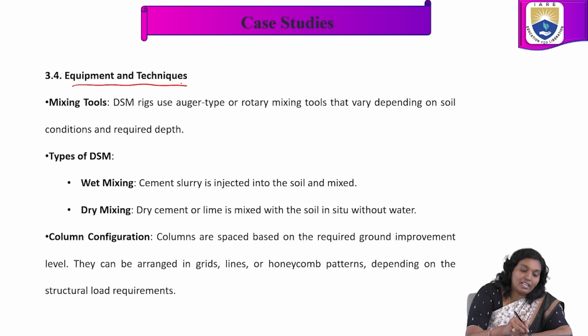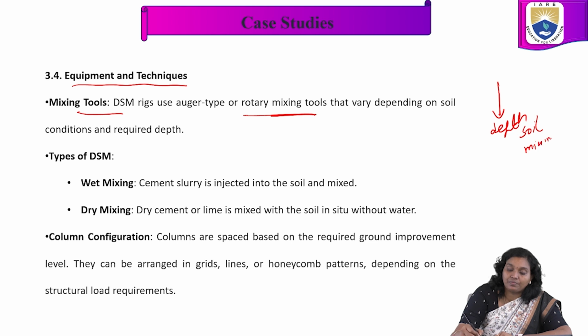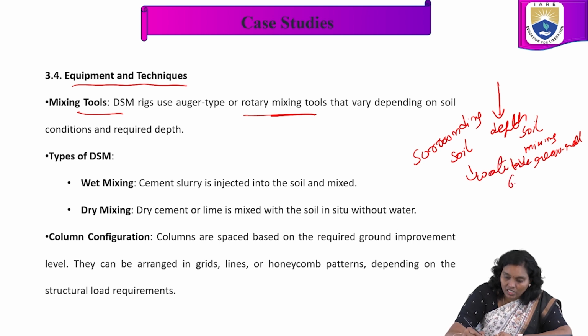Here, the equipment and techniques: mixing tools. These deep soil mixing rigs use auger type or rotating mixing tools that vary depending on soil conditions and required depth. So we choose the mixing tools depending on how much depth the soil mixing is required, the soil conditions, and the surrounding conditions of the soil. It may be the water table, groundwater conditions, and also the nearby structures.